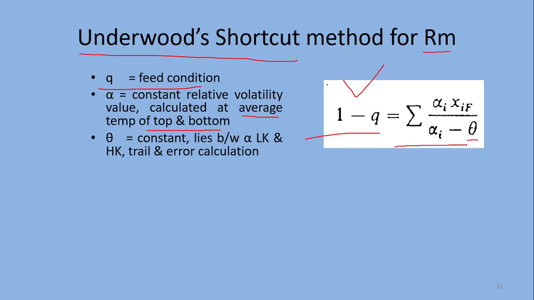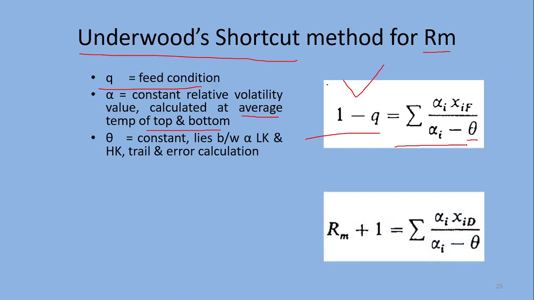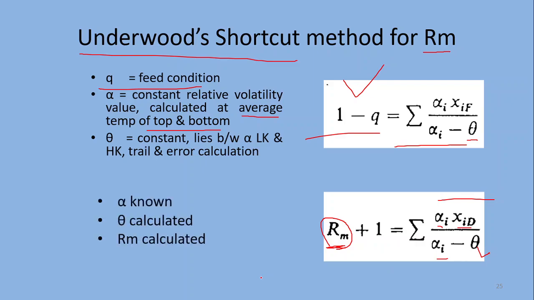So in this equation, our objective is to find the theta value. If we know theta, we can use it to find the Rm value. In the second equation, 1 plus Rm, we have to find the Rm value provided all these values are known: theta is now known, alpha i is known, and xiD is the ith component of the distillate. With the help of this equation, we can find the Rm value. Okay. How can we use this Rm value?